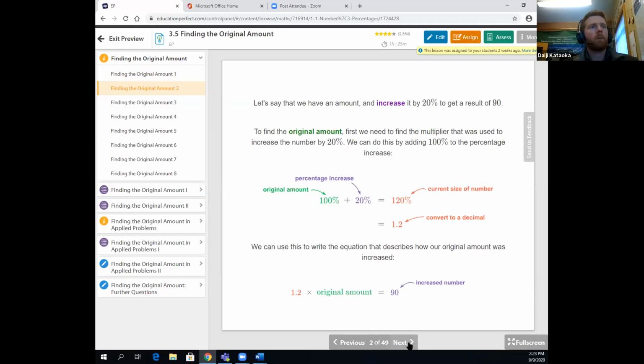Let's say that we have an amount and increase it by 20% to get the result of 90. So we know we've increased it by 20%. We know that the new amount is 90. Do you know how to find the original amount? What it used to be? Have you done any of this yet, Satomi? Or is this new? No, this is new. Okay, good. So this is a good place for us to start.